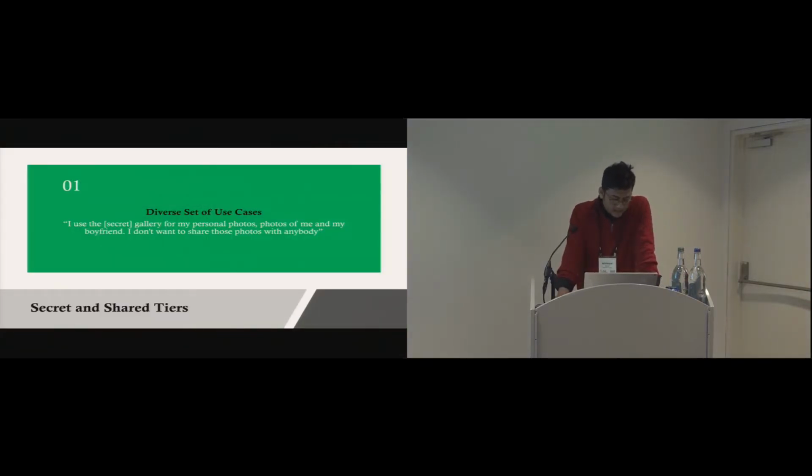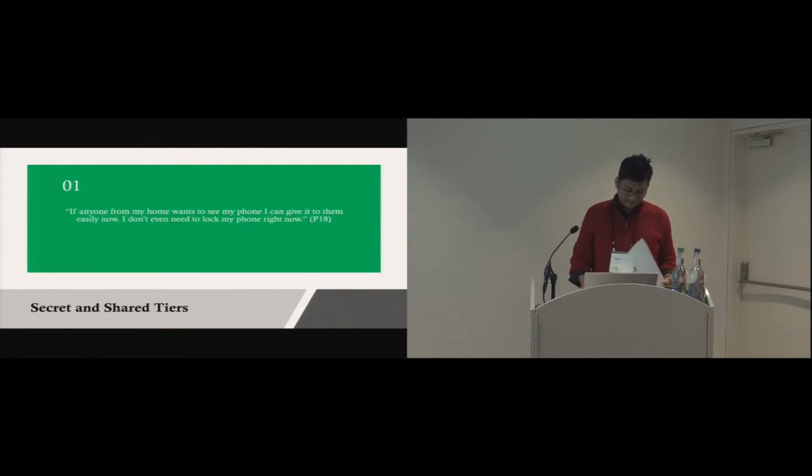Now, when we asked participants what kind of photos they stored in their shared and secret accounts, their responses varied. For example, 12 participants said that they stored family photos in their shared account, while the rest hid those photos in their secret account. Participants explained how their decision of which account to use for particular photos was shaped by their relationships with the people that they shared their phones with. For example, P14 said, "I used secret gallery for my personal photos, photos of me and my boyfriend. I don't want to share those photos with anybody."